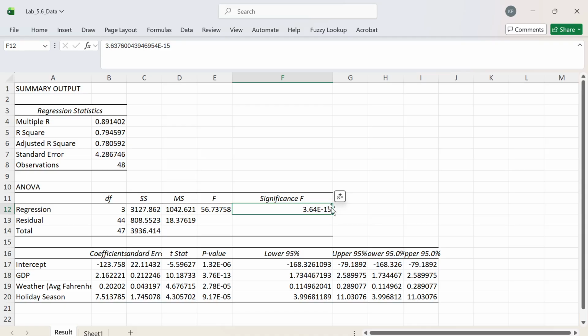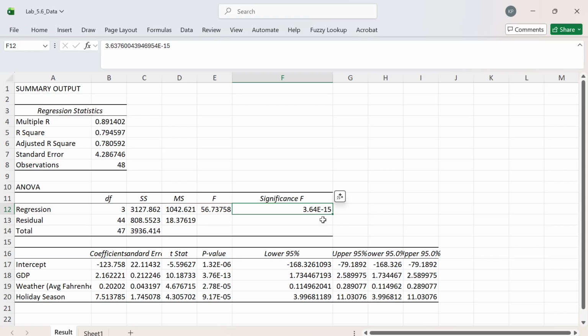If you remember, I mentioned in the previous video that E means 10 power, and you can see again 3.64 times 10 power minus 15. So for significance, in this case the p-value, we check against alpha, and alpha we consider 0.05. So I have a question: in significance F, is the p-value less than alpha or not?